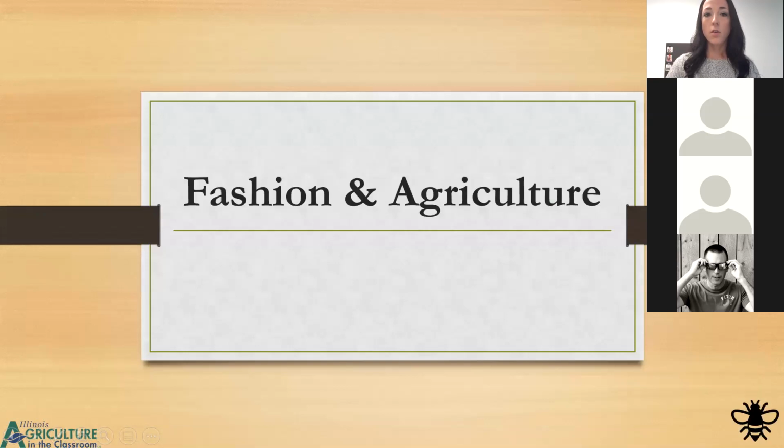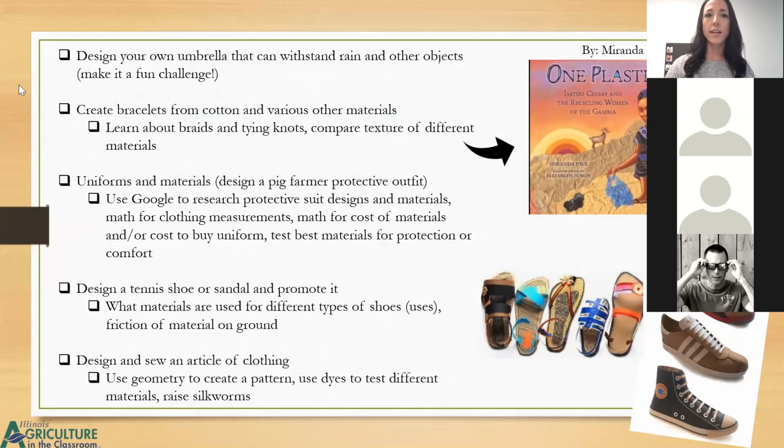Okay, fashion and agriculture. Fashion is such a huge thing, name brand everything. My kids always talked about that kind of stuff. So one idea is just something simple. You could create your own umbrella that could withstand different amounts of rain. Make it fun and say, can it withstand, you know, raining cats and dogs?